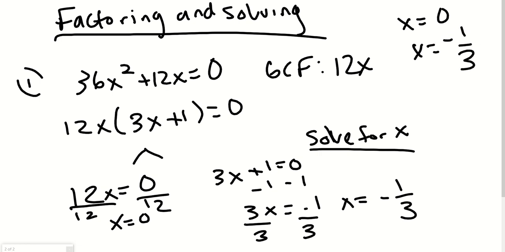So to factor this two-term binomial, we use GCF. We factored out the greatest common factor, which was just 12x. Okay, and then we just separate into two equations using the zero product property, and then we did one-step equations. So let's do another one.